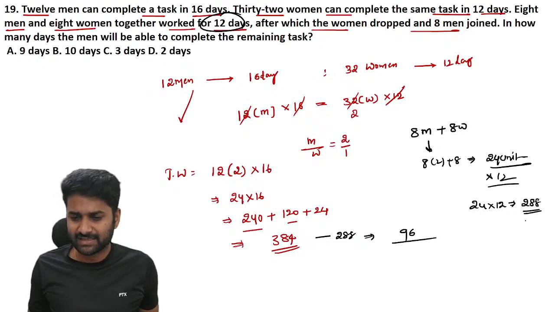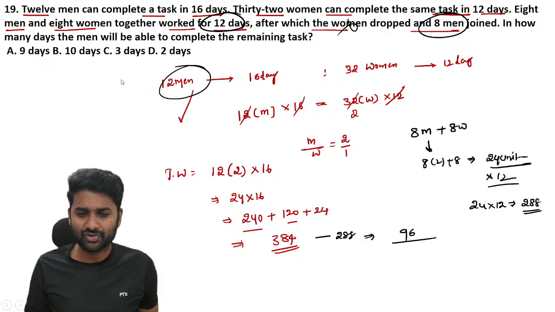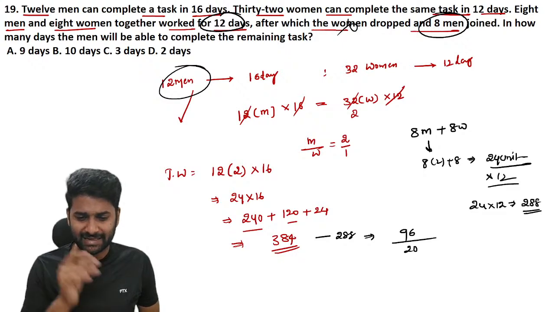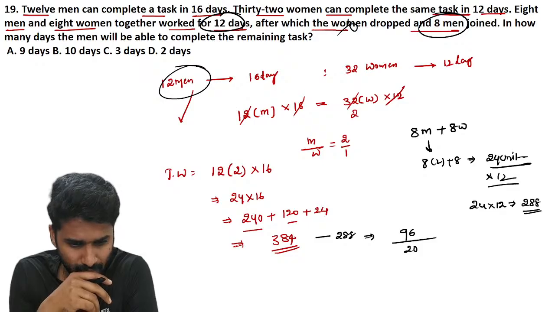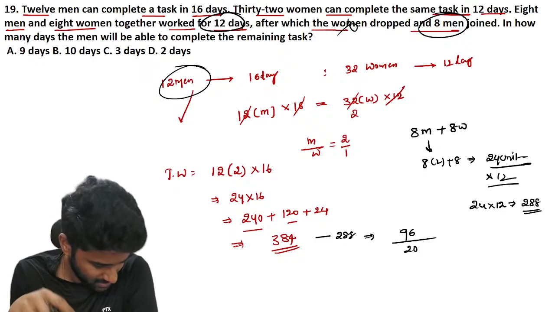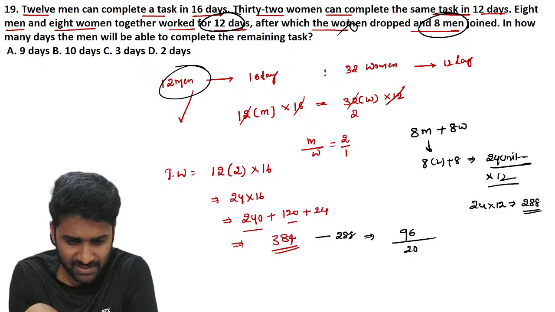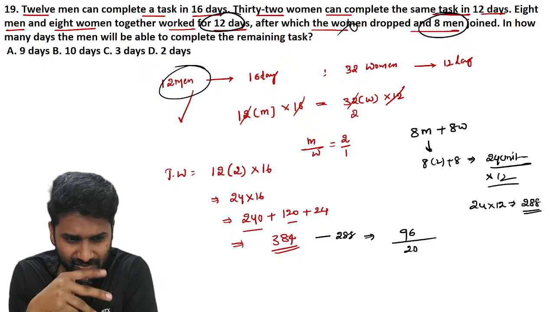Now for these 96 units, they clearly mention that all women are dropped. Initially we have 12 men. All women are dropped, and we are adding 8 more men. So the total number of men is 20. Then how many days are men able to complete the remaining task? Clear? So let's check with the calculation here. 12 men efficiency is 2 by 1. 12 men, 16 days.